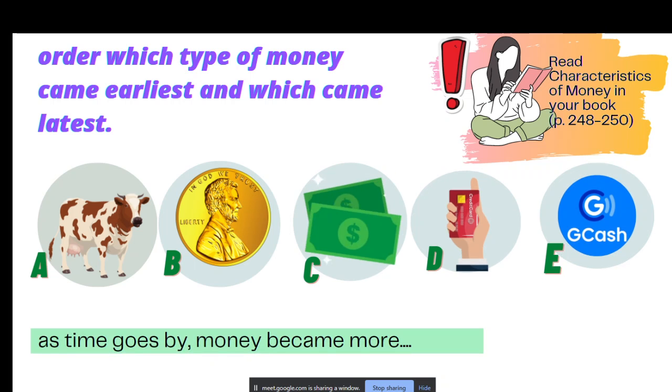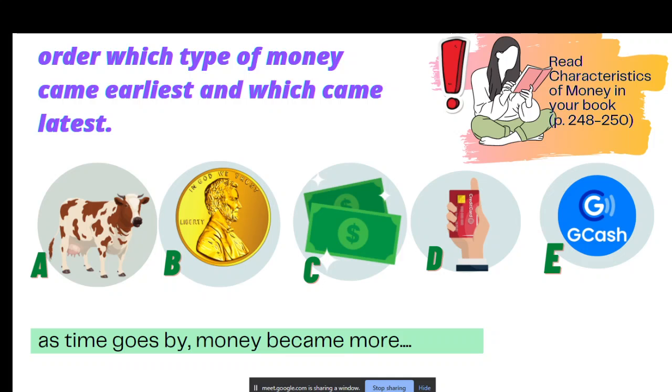What did you notice? This is our ranking, right? A for the cow, B for the gold coins, C for paper money, D for credit cards, and E for GCash. What do you notice about the evolution of money? What happened throughout time? Why is this the progression of money? As time goes by, what we considered as money became more what?